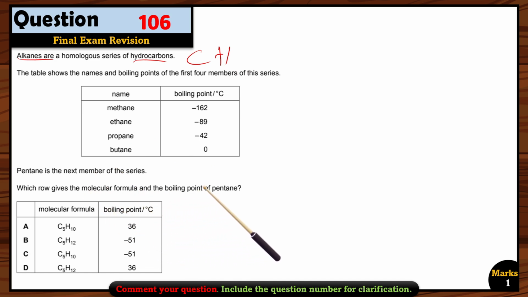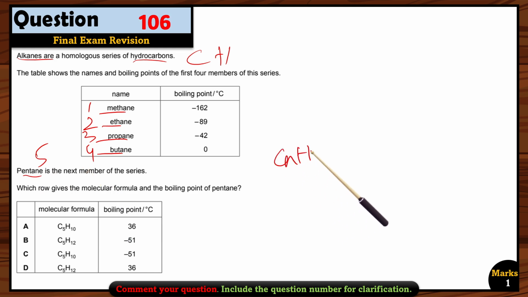To remember the names, you have to remember what the prefixes mean. Methane: METH means it has 1 carbon. Ethane, 2 carbons. Propane, 3 carbons. Butane means 4 carbons, and pentane should have 5 carbons, right? And to remember the molecular formula, you have to memorize the general formula of all the homologous series. For alkane, the general formula is CnH2n+2.